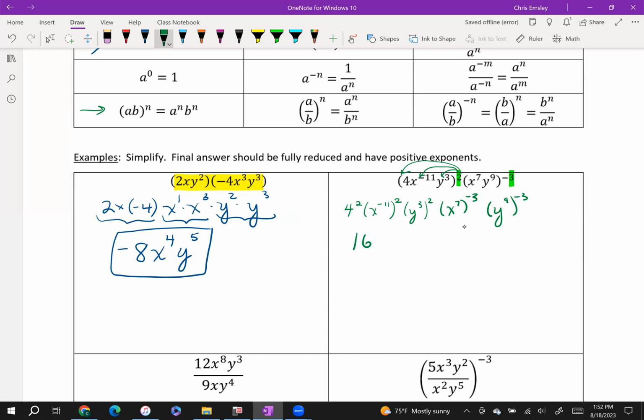And then when we have these two exponents stacked here, in order to combine them, we multiply them together. So this would be x to the negative 11 times 2, which is negative 22. Again, stacked exponents here. 3 times 2 is y to the 6th. x to the 7th raised to the negative 3, so multiply those exponents. And y to the 9th raised to the negative 3.